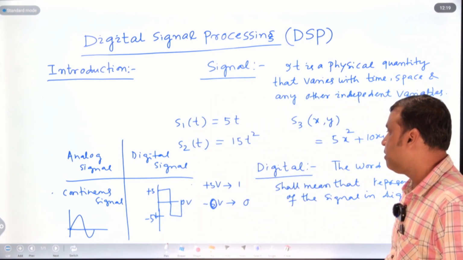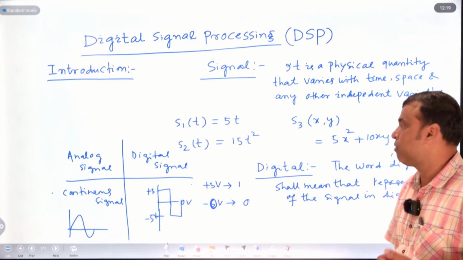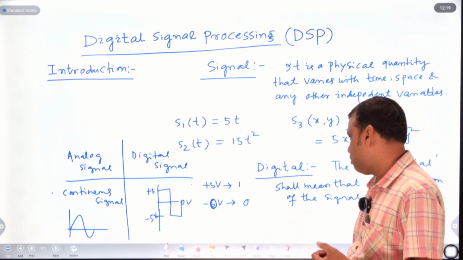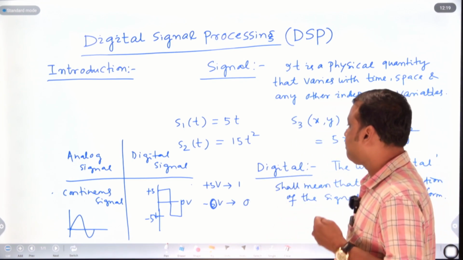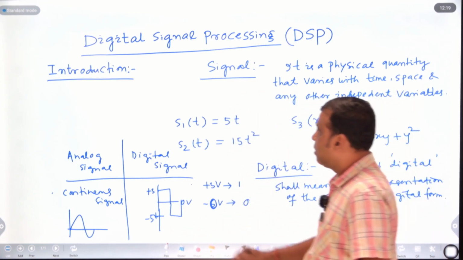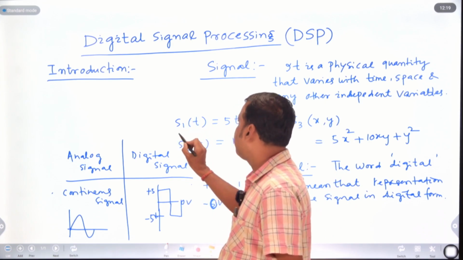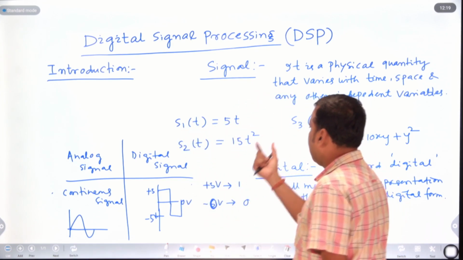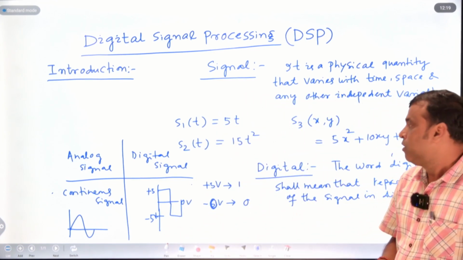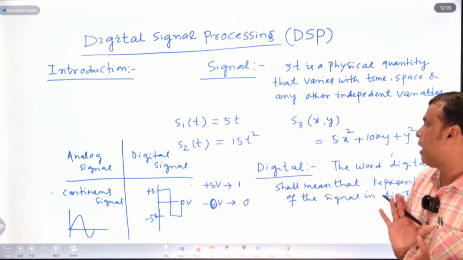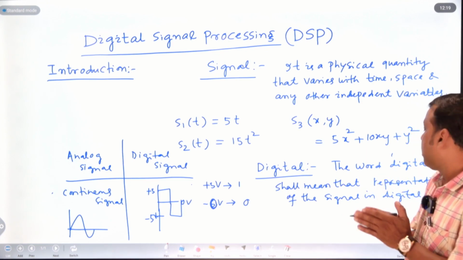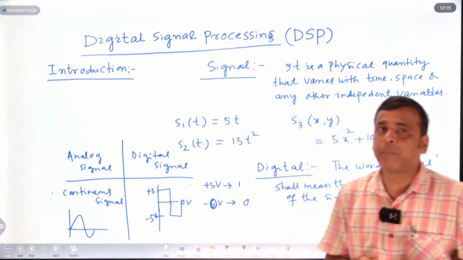As far as digital electronics is concerned, by means of rectangular pulses, plus 5 volt can be represented by binary 1 and 0 volt by binary 0. But in the case of a discrete time signal, here S1 of t, what does discrete time signal mean? We have to represent the signal in a discrete form. This is your analog and this is your digital; the word digital shall mean that we can represent the signal in a discrete form.